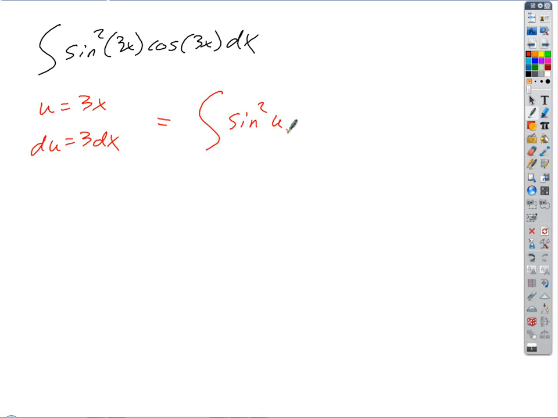So we get a sine squared u times a cosine u. But now look, we don't have the 3. So that accounts for this and this. This is what's left over. So what is dx equal to in terms of du? 1/3 du.